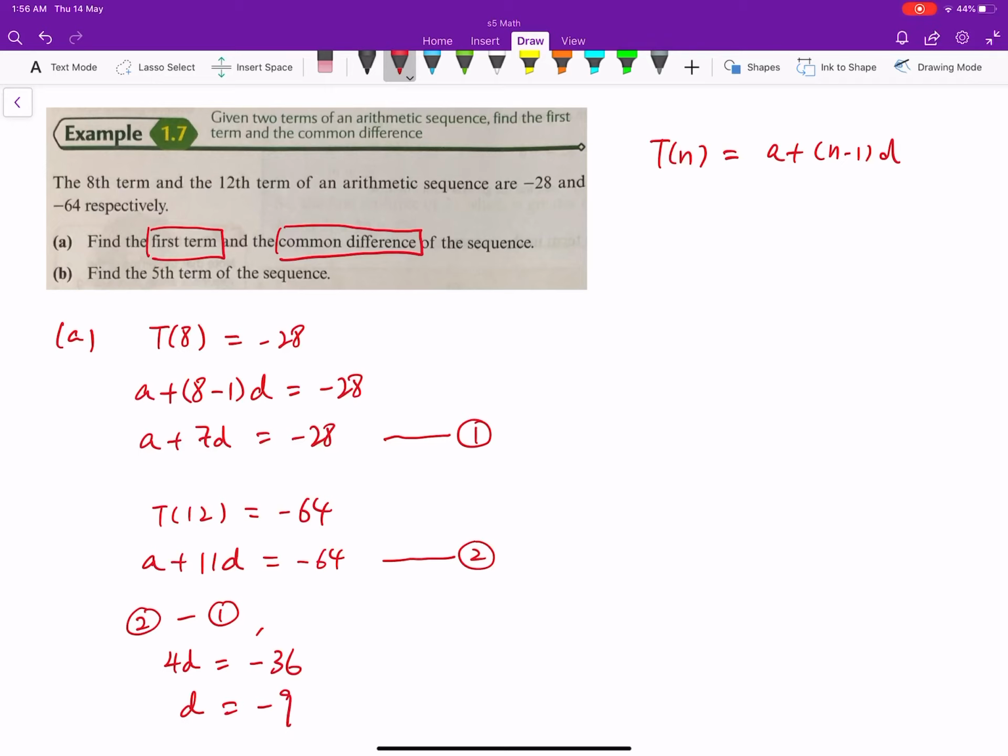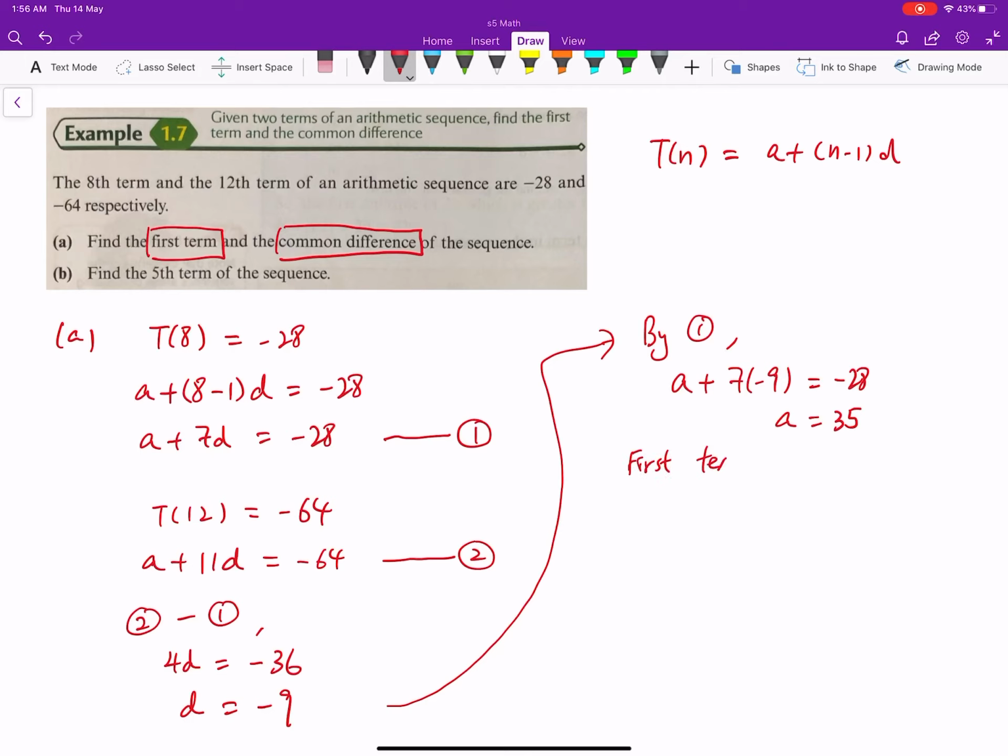Okay, and then we go to here. D is negative 9, so by equation 1 we will have A plus 7 times negative 9 is negative 63... so A minus 63 equals negative 28. So A is 35. Then we just give the answer. The first term is 35. The common difference is negative 9. Now we just have part B left.